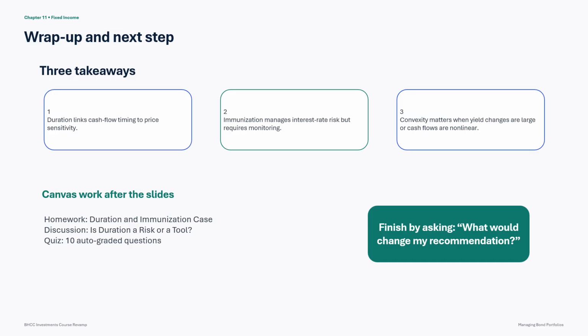After the slides, the homework asks students to complete the duration and immunization case. The discussion asks whether duration is a risk or a tool. The quiz checks maturity and coupon effects, Macaulay and modified duration, immunization, cash flow matching, rebalancing, convexity, and the limits of the duration approximation. Finish with the question on the slide: what would change my recommendation?